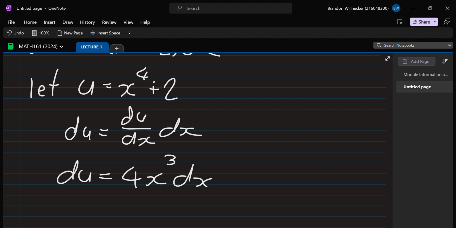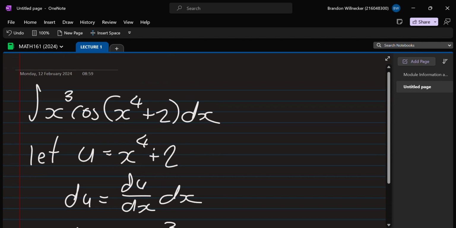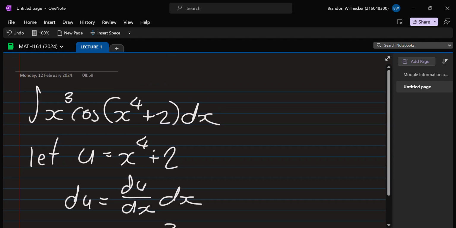Okay, so we've got this 4x cubed dx. The x cubed is quite familiar. We've seen that before here. We've got x cubed and then the cos of something. Okay, so we've got that.